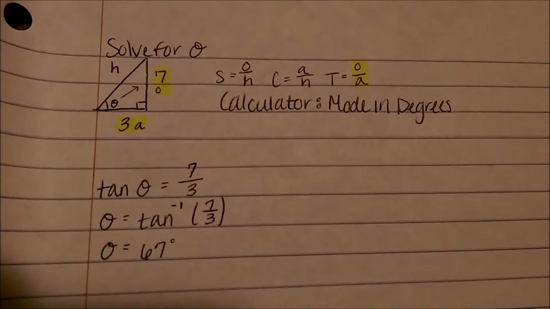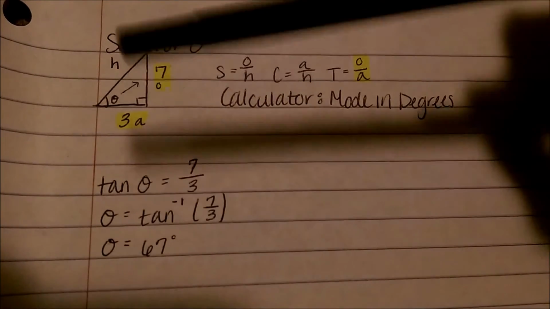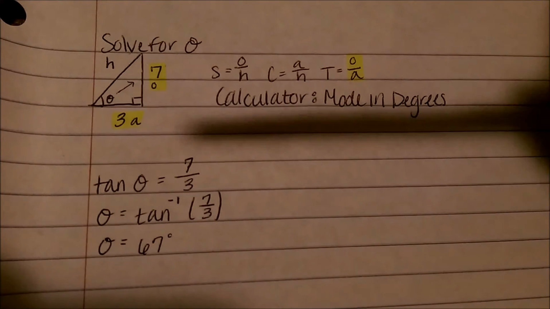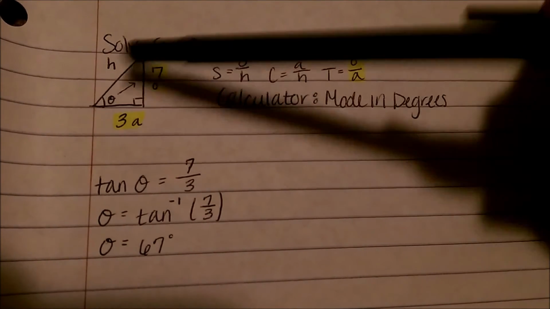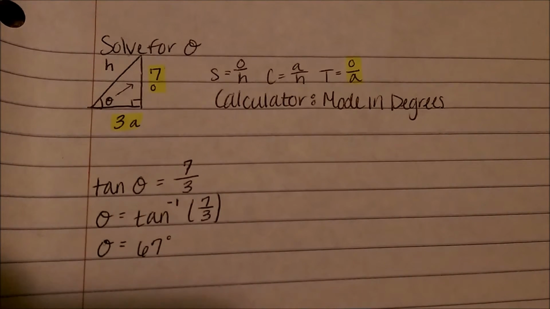Now let's solve the second problem. We are asked to solve for theta. Across from theta is your opposite, next to theta is adjacent, and that long side given is your hypotenuse. Before you try solving this problem, make sure your calculator is set to degrees.